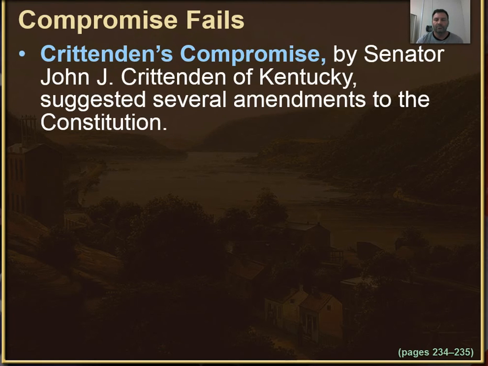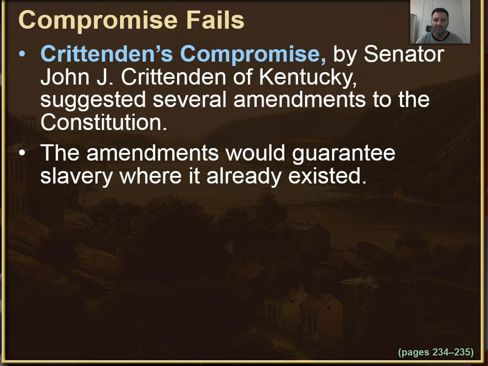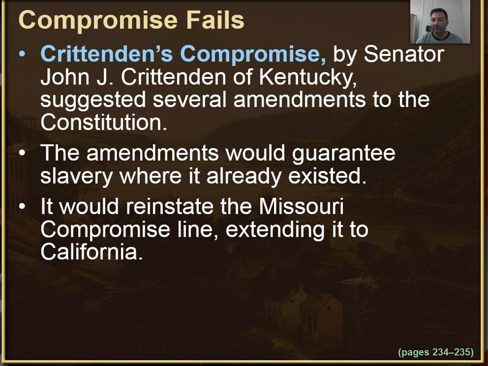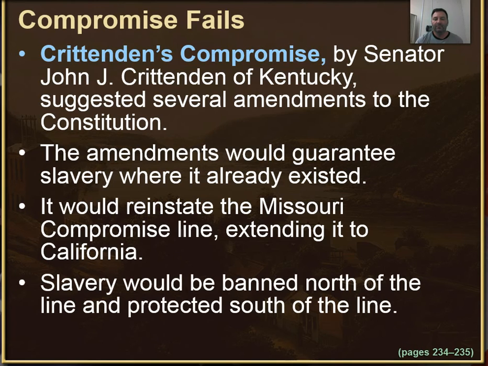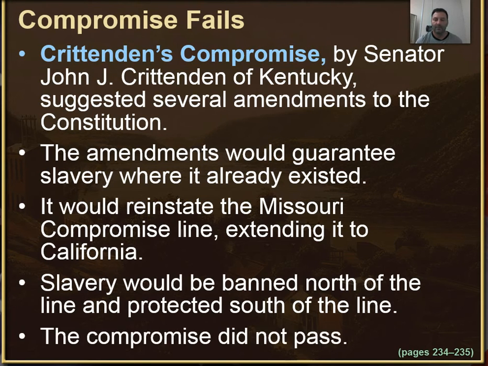Okay, so they tried compromise. Crittenden's compromise, by Senator John Crittenden of Kentucky, suggested several amendments to the Constitution. The amendments would guarantee slavery where it already existed. It would reinstate the Missouri Compromise line, extending it to California. Slavery would be banned north of the line and protected south of the line. This compromise, though, did not pass.